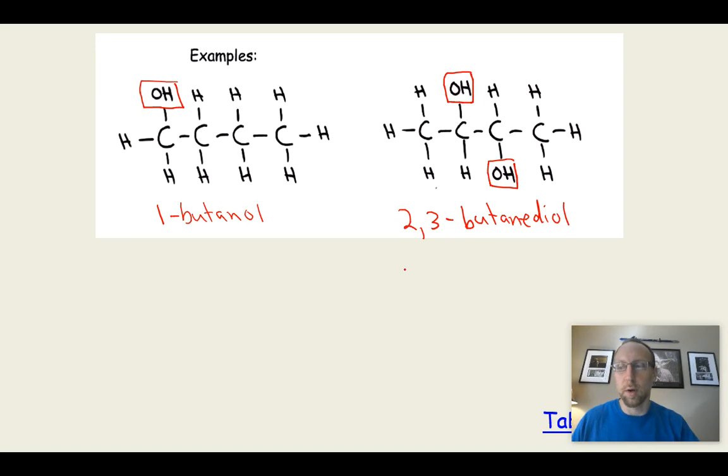All right, so don't worry about this. You'll never have to draw it or name it, but just be aware that you can have more than one OH on a hydrocarbon, and that makes a dihydroxy alcohol. You can have 3, a trihydroxy, and so on. So you can have more than one hydroxyl group on a hydrocarbon, and it's still considered an alcohol. That's all I want you to get out of that. So this is the one that we're really going to focus on, just the single OH. That's all I'll ever ask you to draw or name.